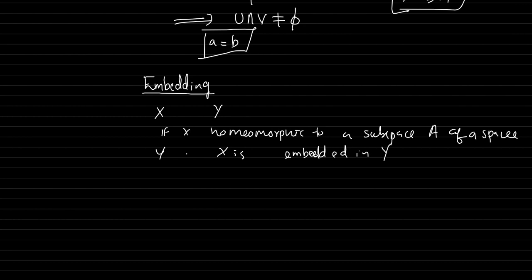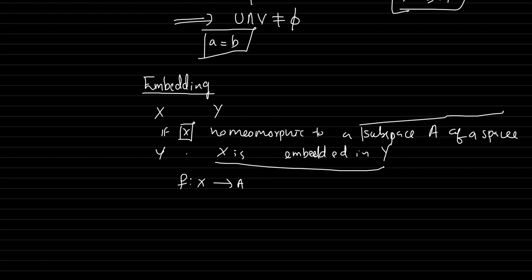in Y. If X is homeomorphic to a subspace A of Y, then we say that X is embedded in Y, and that homeomorphism is called an embedding, and the homeomorphism F from X to A is called an embedding of X in Y. So, a topological space X is embedded in Y if the topological space X is homeomorphic to a subspace A of the space Y, and the homeomorphism is called an embedding of X in Y.